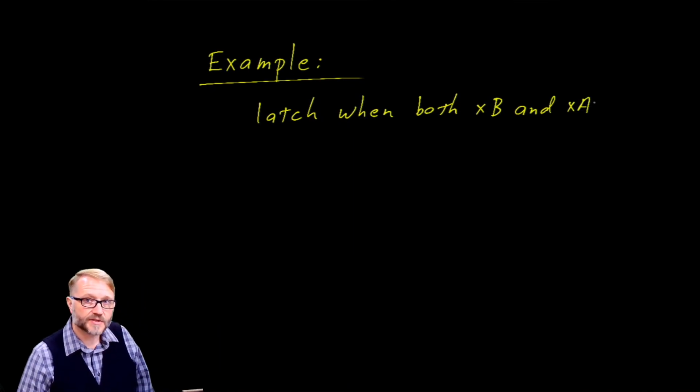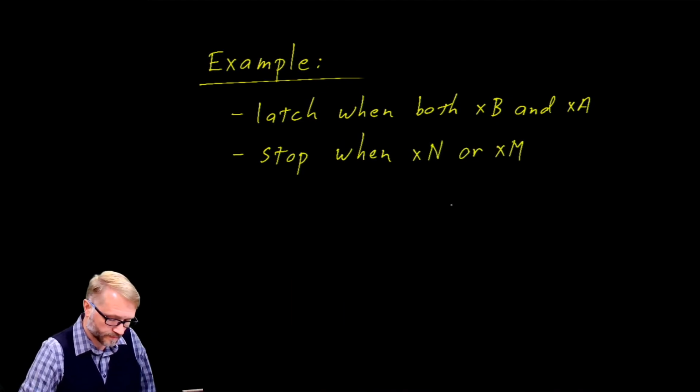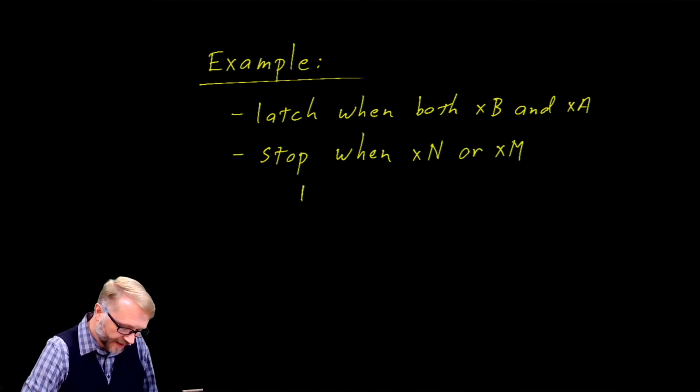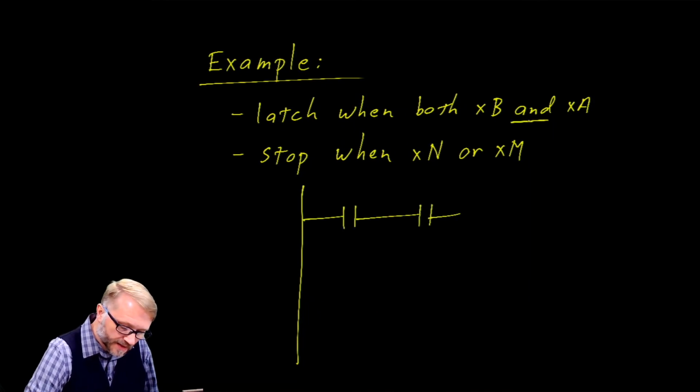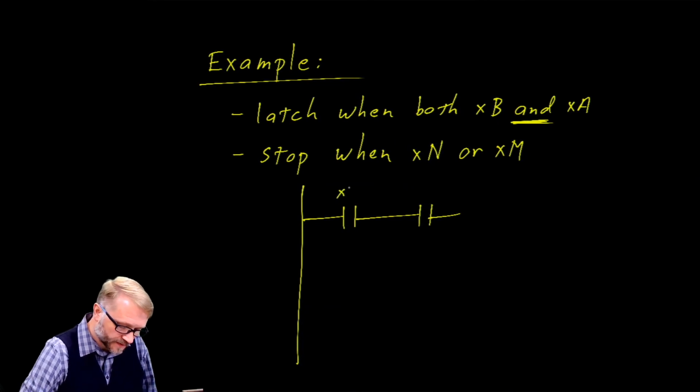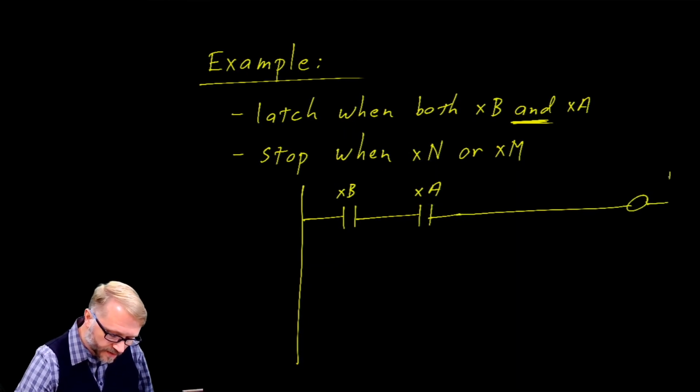We want the latch to be released when condition N or condition M. The logic would look like this. First, we have our activation circuit. We describe this as a logic AND. So Boolean B, Boolean A, leading to the latch.